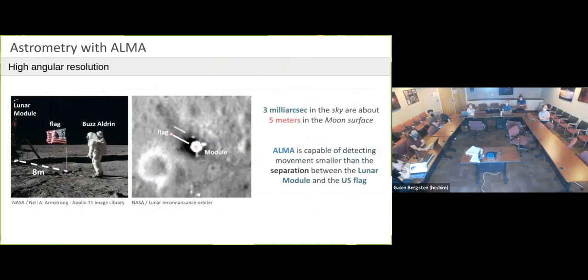Just so that you can visualize how small this movement is, 3 milliarcseconds per year, which is the movement of B around A, is something like 5 meters on the Moon's surface, which is much smaller than the distance between the flag and the lunar module from Apollo 11. That's how small are the details that you can detect with high sensitivity ALMA observations. Actually, if the astronauts were bright enough in radio emission, you could give me ALMA in any configuration, and I could tell you exactly where the astronauts are walking to. It's extremely powerful.